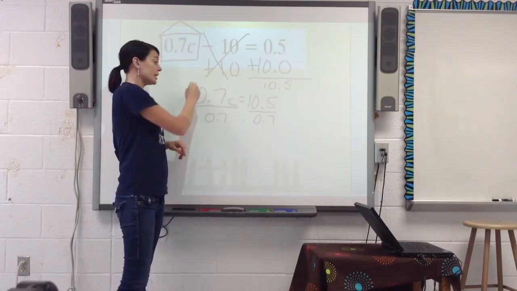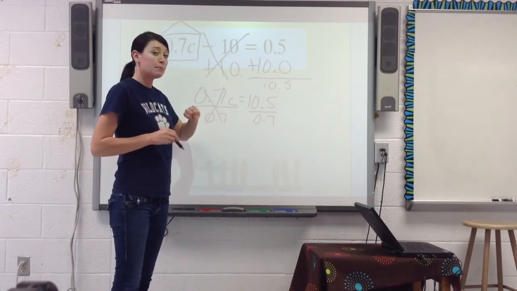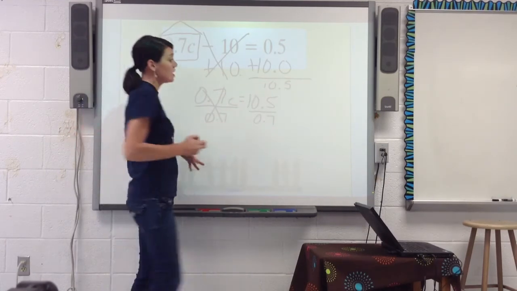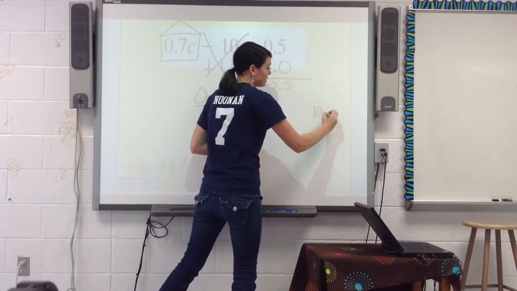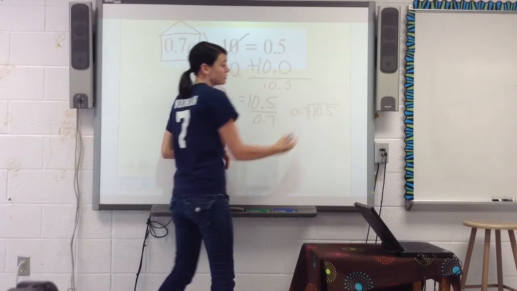On this side, it cancels. On this side, top number, keep in mind, always goes inside the house. So we're going to take that 10 and 5/10, put it on the inside, and take 7/10 and put that on the outside.